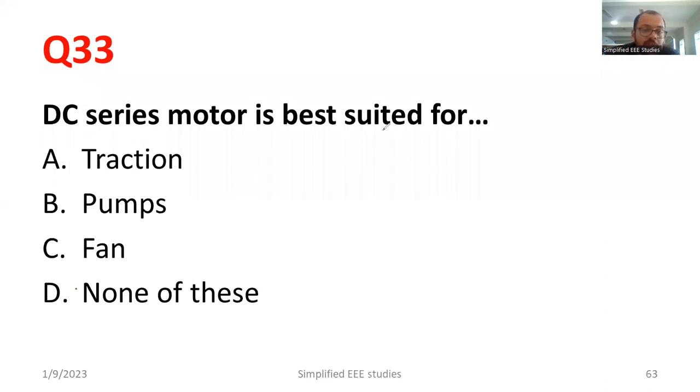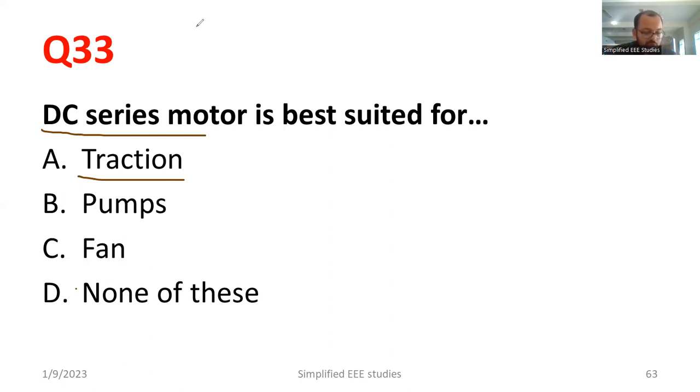Now I would like to discuss question number 33. DC series motor is best suited for which application? Traction, pumps, fan, none of these. Usually, a DC series motor is a variable speed motor which has high starting torque and is most convenient for traction application. Right now, these kinds of motors are being replaced with induction motors because DC motors are not economical, maintenance is difficult, and they are not very convenient. So all types of DC motors are being replaced with induction motors.